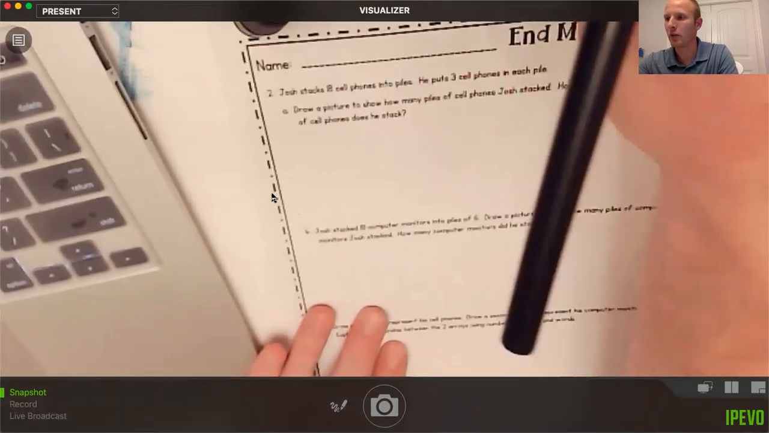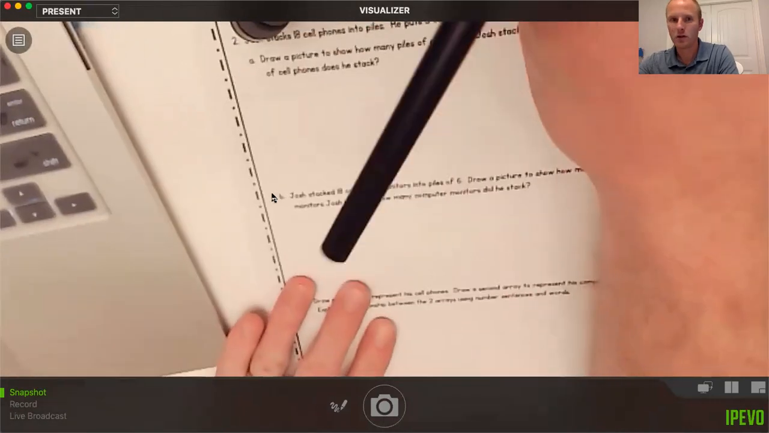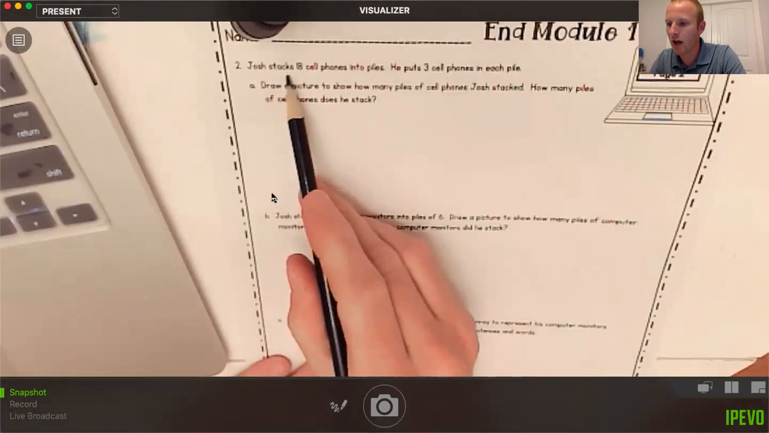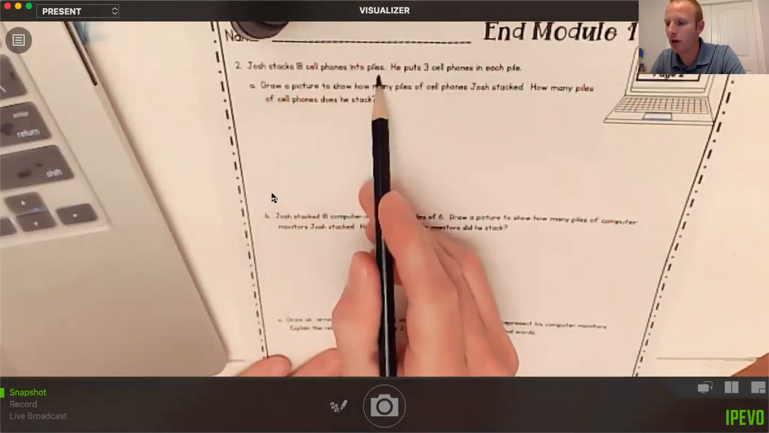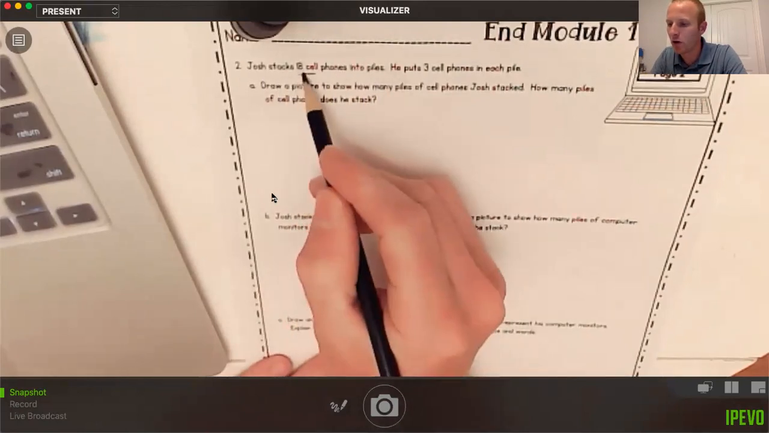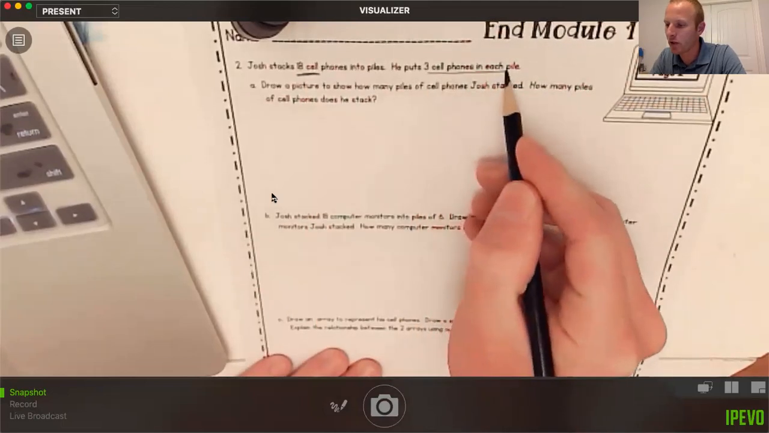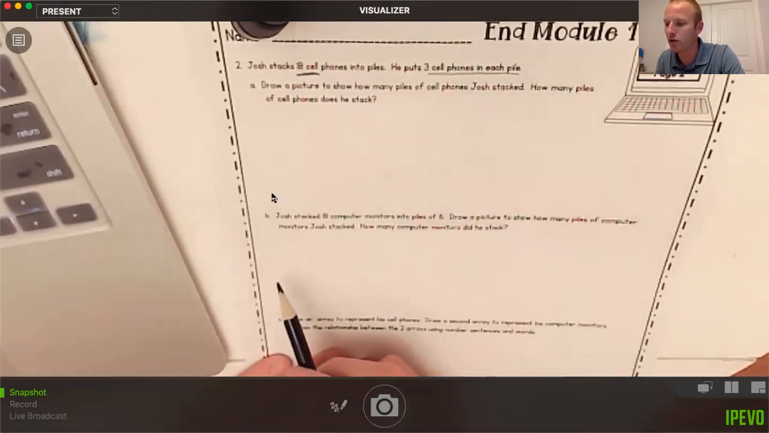Let's take a look at the next page here. It says, Josh stacks 18 cell phones into piles. So again, we know the total already. He puts 3 cell phones in each pile. Draw a picture to show how many piles of cell phones Josh stacked. How many piles of cell phones does he stack?